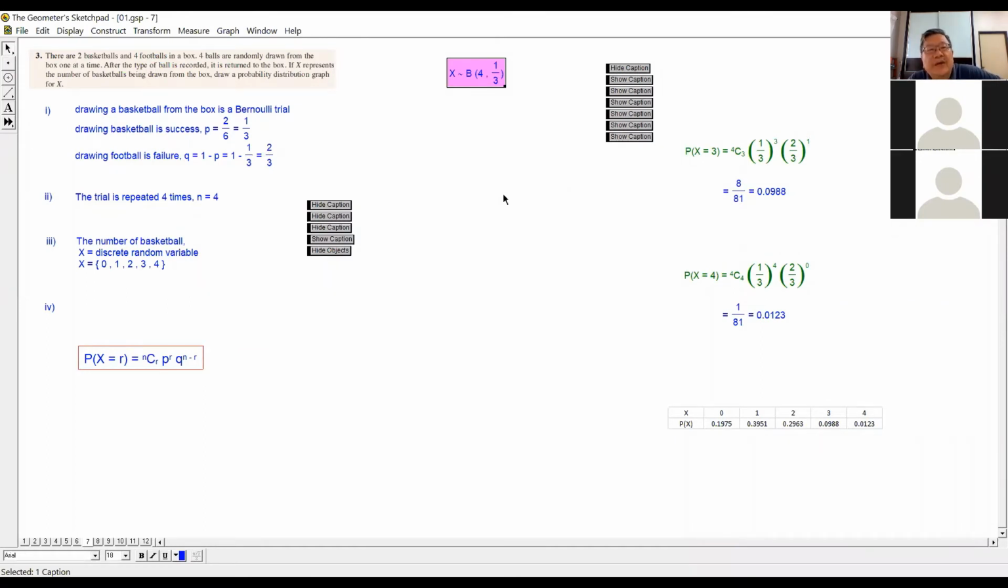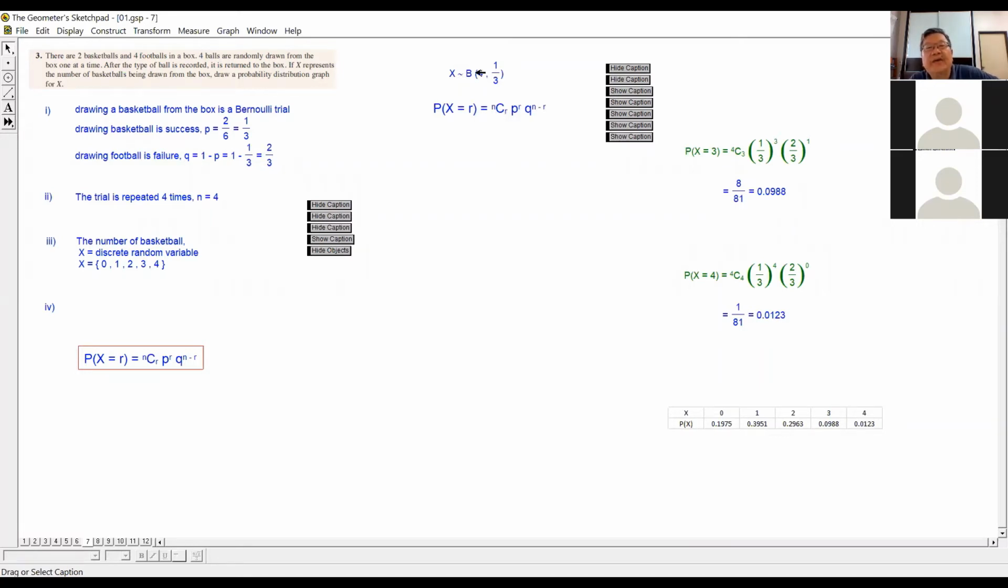I want to tell you that this one is actually a binomial distribution. The X here is actually distributed binomially with n equals 4, p equals 1/3. Okay, now this is the probability of X equals r is nCr p to the power r q to the power n minus r.